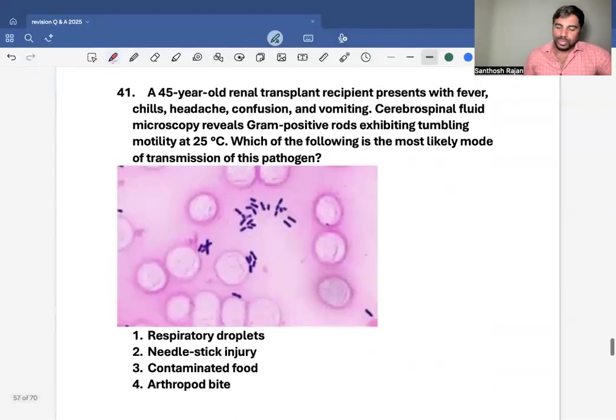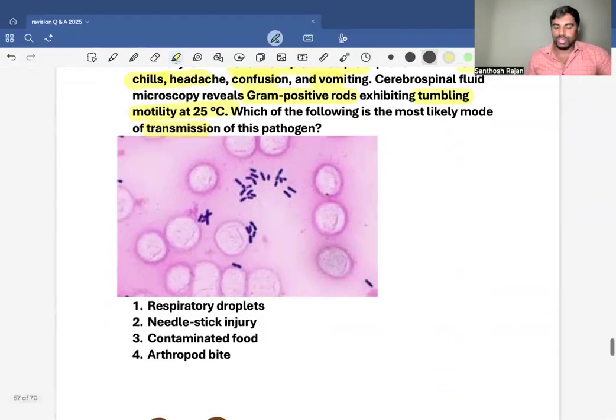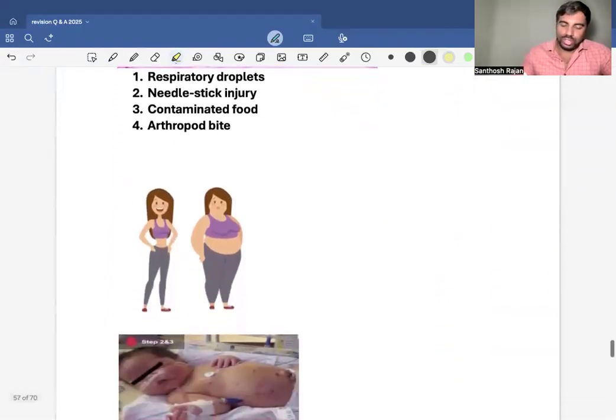Next one again, if you see, a 45-year-old renal transplant recipient with a fever, chills, headache, confusion, vomiting. CSF showed a gram-positive rod exhibiting tumbling motility. That's more important. Okay. So in CSF fluid, you're seeing a tumbling motility. So which of the following is the likely mode of transmission? First of all, which organism are we talking about?